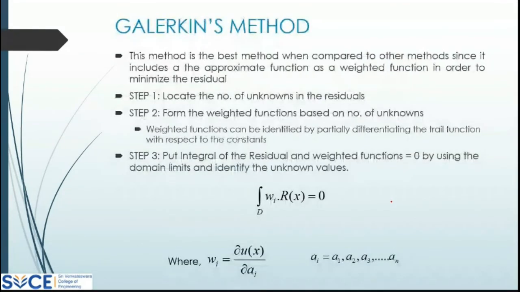The last one is the Galerkin method. There is not much difference between least square and Galerkin method. The procedure is the same. Only your weighted function is different. Previously what I did, I considered the weighted function as ∂R/∂a. Here the weighted function is ∂U/∂a. Instead of going for your residual, I am using my trial function. I am differentiating my trial function. This is my trial function.